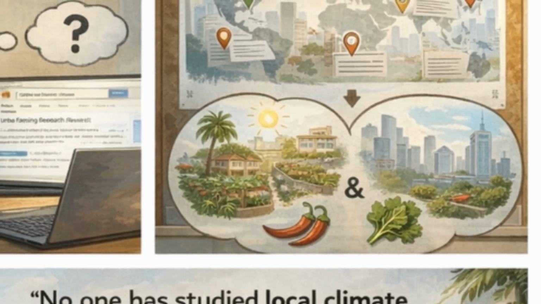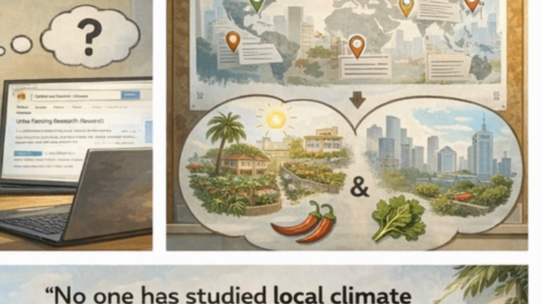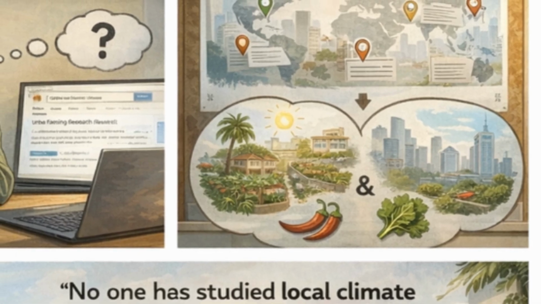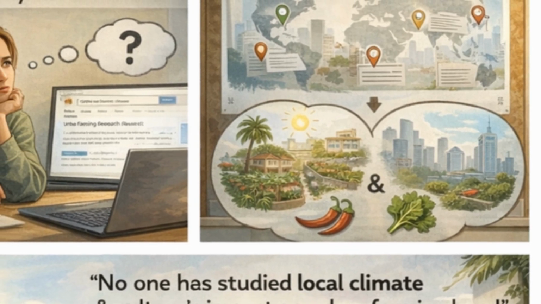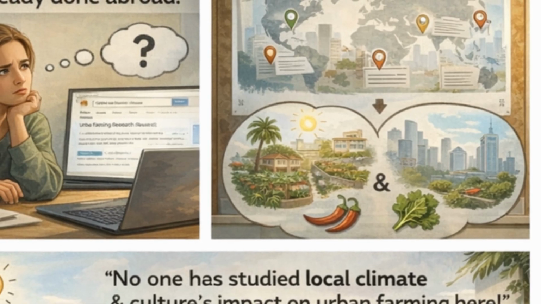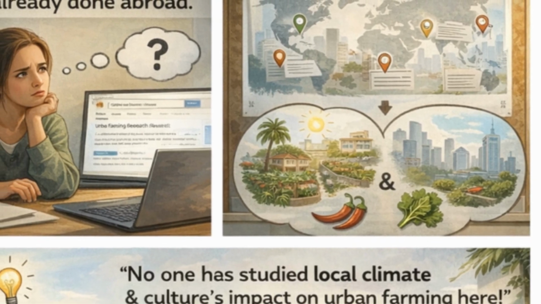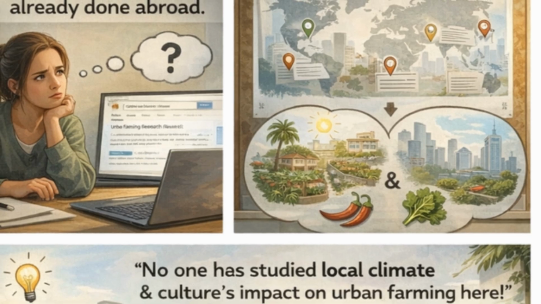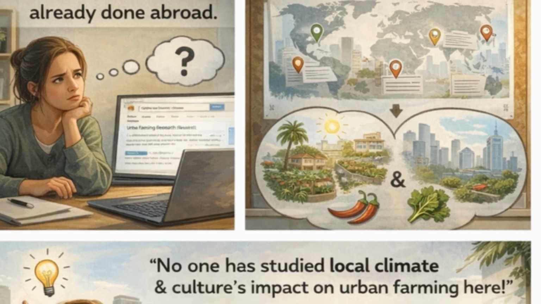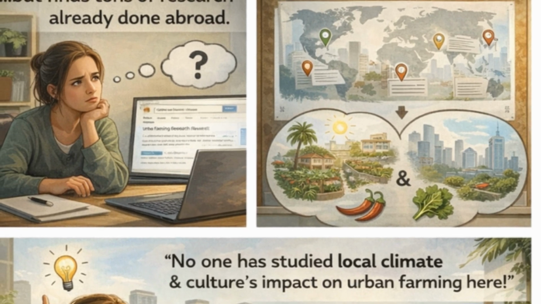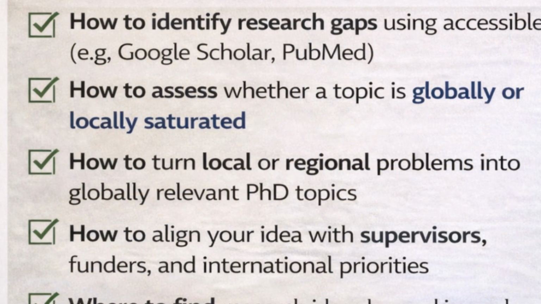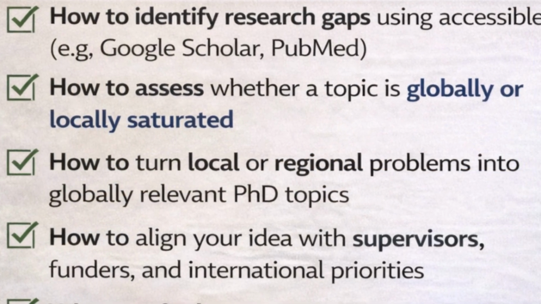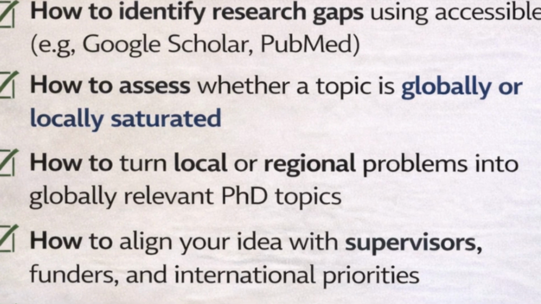But then she asks, "What's different about my city's situation?" She realizes no one has studied how local climate and culture affect urban farming in her region. That's her angle. It's a familiar topic with a fresh twist that matters locally. Sarah's story shows that you can take a well-known field and make it your own by finding a niche or gap.